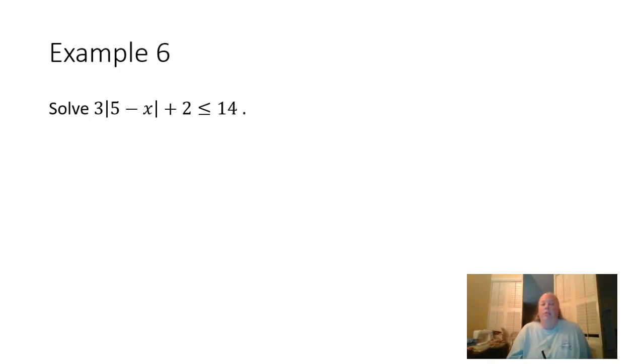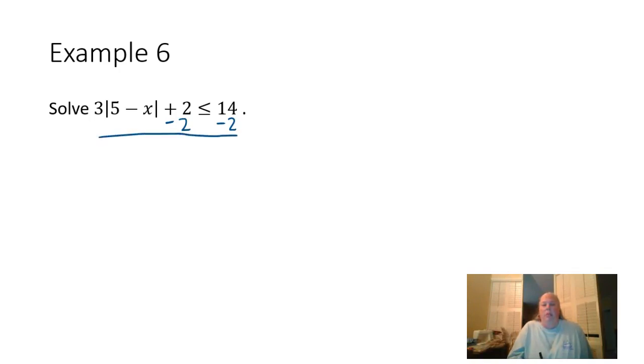3 times the absolute value of 5 minus x plus 2 is less than or equal to 14. Okay. First thing we want to do is isolate that absolute value. So anything that is outside the absolute value that's either added or subtracted to it is going to have to move over to the other side. So the first thing we're going to do is subtract this 2 over here with the 14.